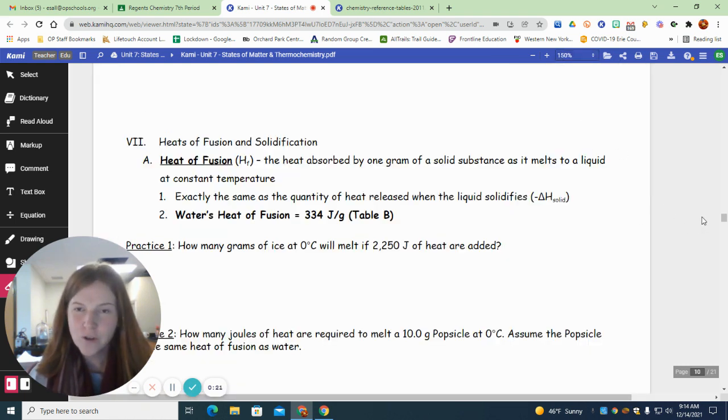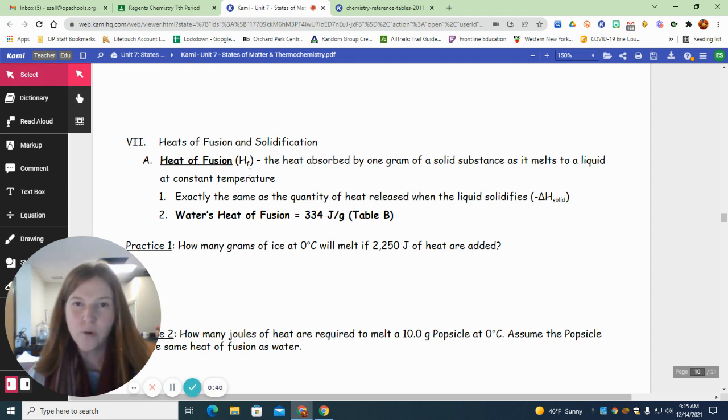So for today, the first thing we're going to be talking about is another type of calculation that we're going to be doing, which is called a heat of fusion calculation. Now remember, in this unit, when we use that word fusion, we mean melting, okay? So the heat of fusion, the symbol of which is a capital H with a lowercase f subscripted after it. We sometimes will read this symbol as H sub f.